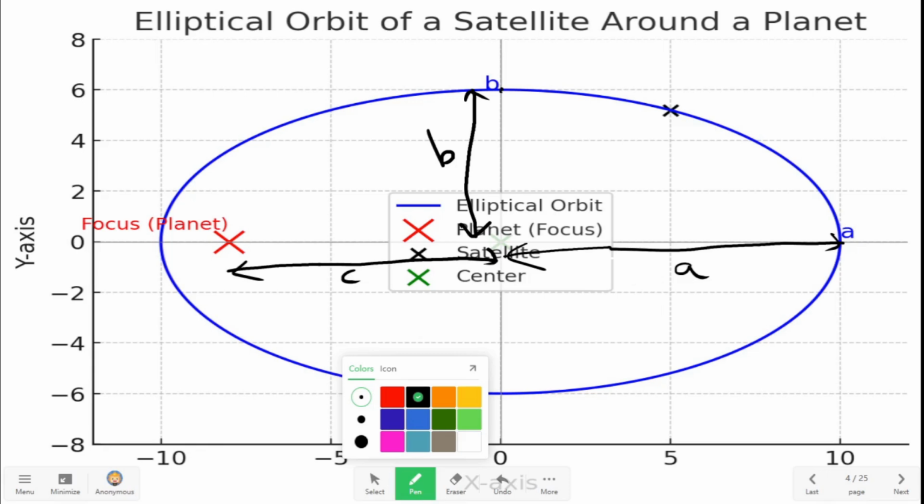And there is some quantity which is represented by the letter E, called eccentricity. This is equal to C divided by A.